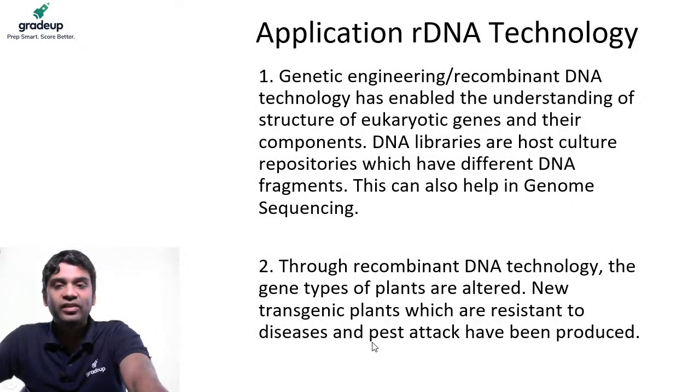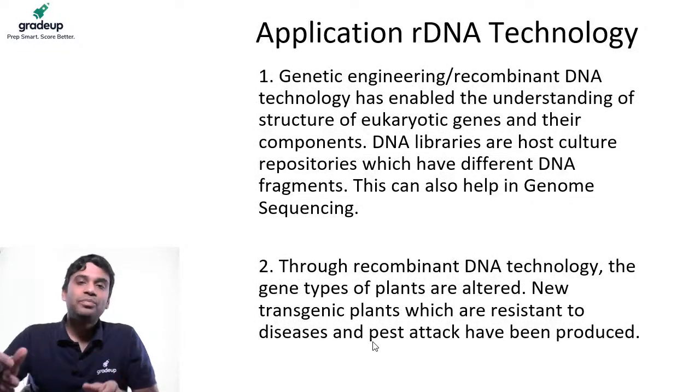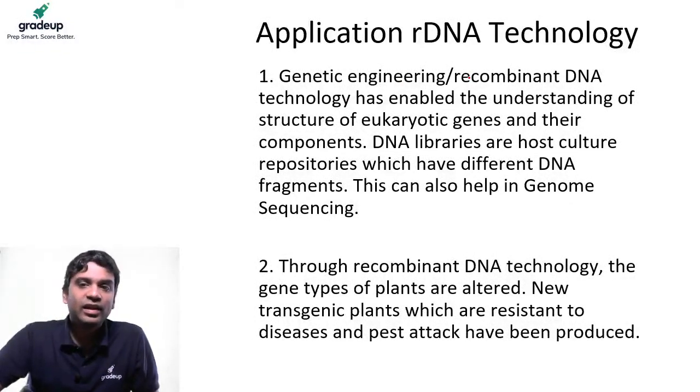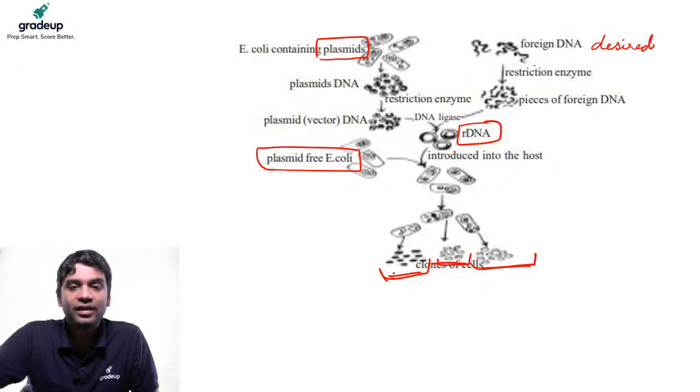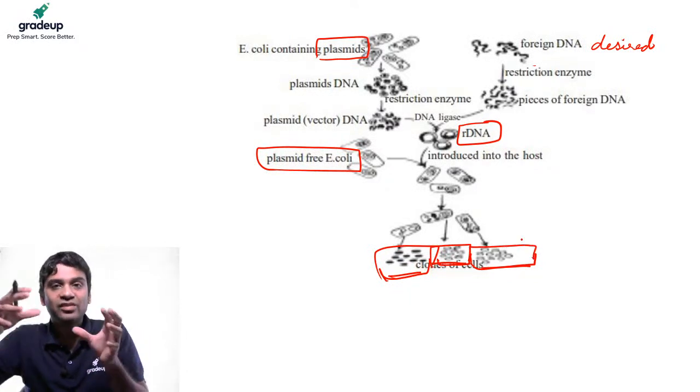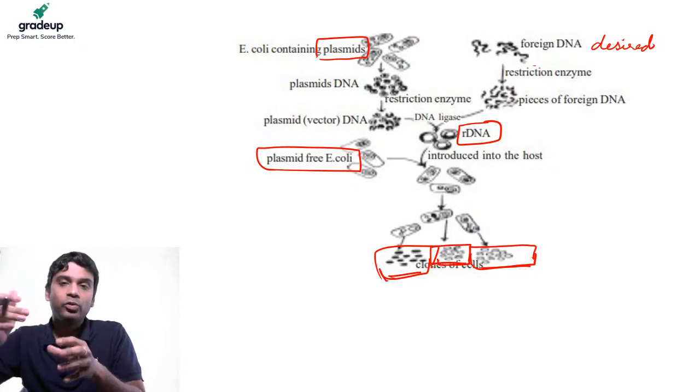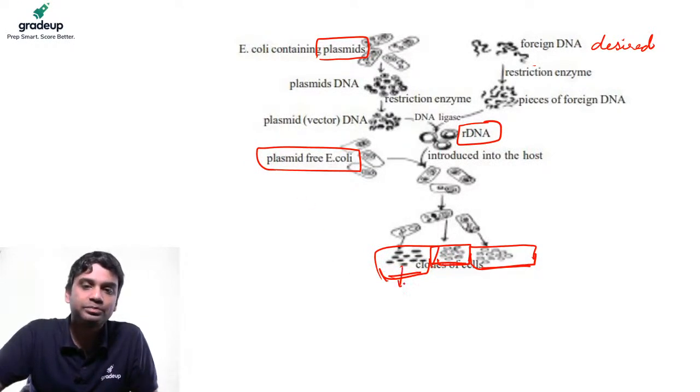Now let us see the applications part of the rDNA technology. As I told you, genetic engineering may help us understand the structure of eukaryote genes and their components. The DNA libraries, which are host culture repositories, have different DNA fragments, and can be used for genome sequencing. Here you get clones of cells. Based on the type of cells you're creating, by E. coli or by the host cells, you get the DNA libraries. This is one DNA library. This is one DNA library too.